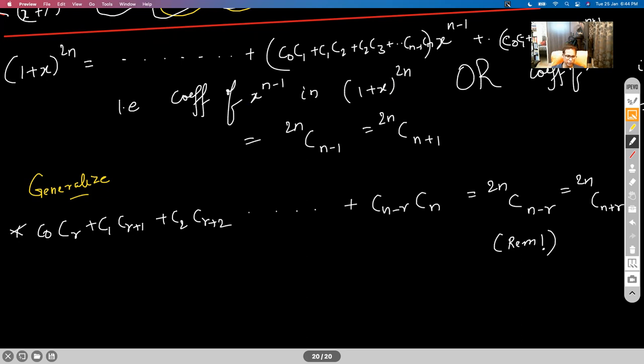With this, we are now going to go towards binomial expansion for any power. That's a simple result. I'll just be giving it to you.